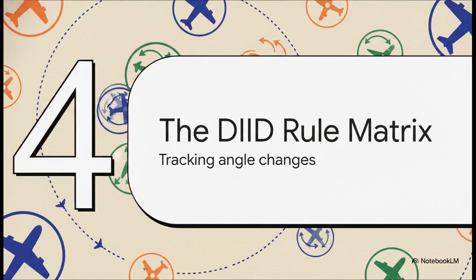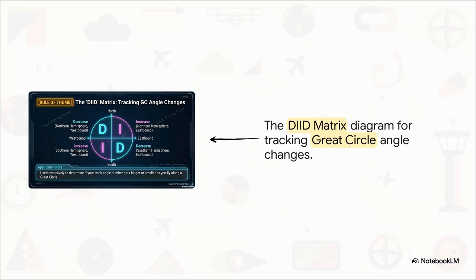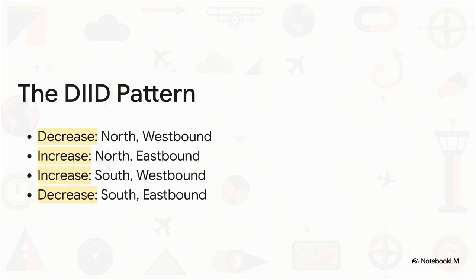All right, moving to Part 4, the DIID rule matrix. This is how we track those angle changes. Enter the world-famous DIID matrix. This simple little cross diagram is going to instantly tell you if your track angle is going up or down as you fly. The vertical line separates westbound and eastbound travel, and the horizontal line separates the northern and southern hemispheres. So, it stands for decrease, increase, increase, decrease, D-I-I-D.